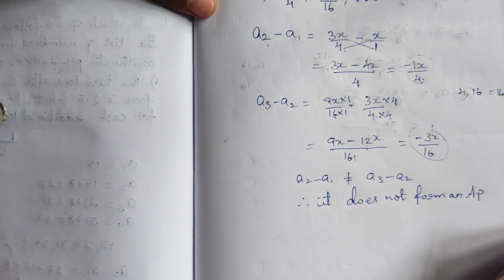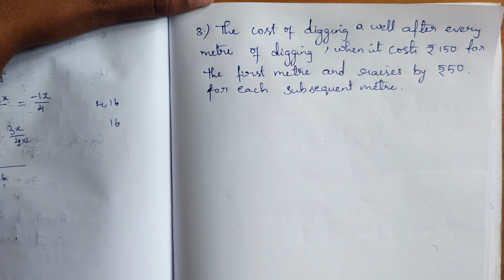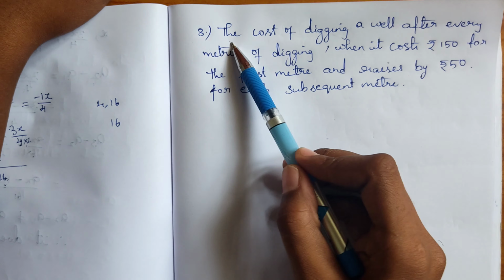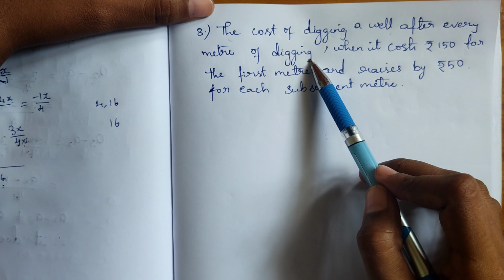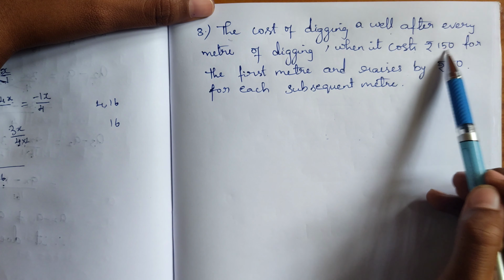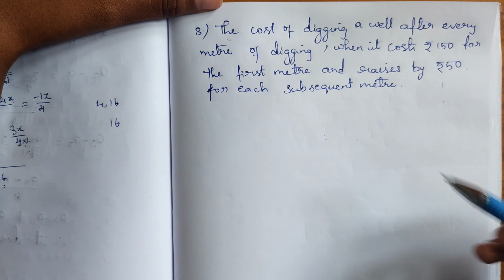So let us move to the third one. So let us see this third sum. That is the cost of digging a well after every meter of digging, when it costs 150 rupees for the first meter.